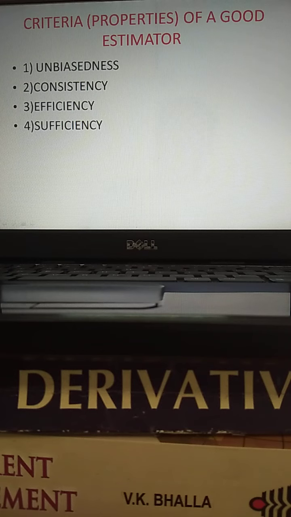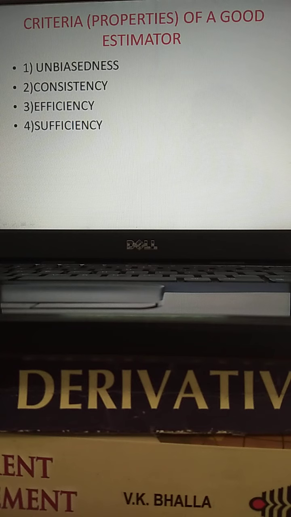Estimator criteria. Okay, so what are these? The first one is known as unbiasedness. Next, consistency, efficiency, sufficiency. Understand? These are all called the criteria of a good estimator.